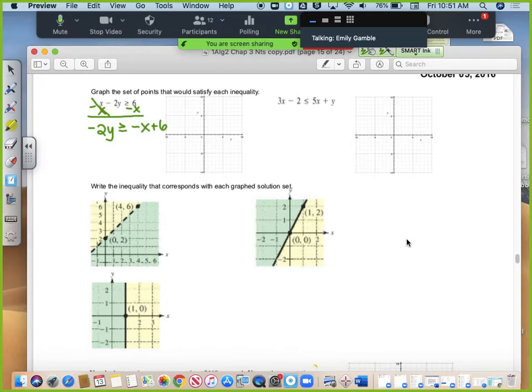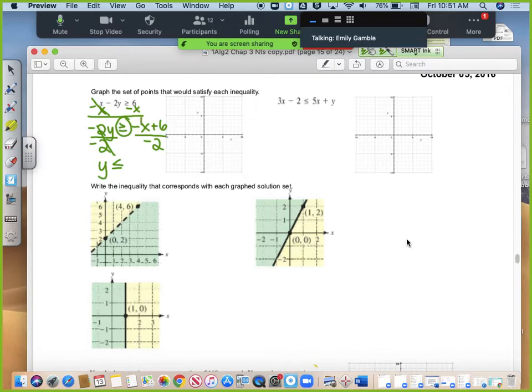The last thing I'm going to do is get rid of the number in front of y, which is negative 2, and I'll do that by dividing both sides by negative 2. The only thing about this is when you divide by a negative, the inequality symbol flips, so you have to be very careful. The inequality was greater than or equal to, it flips to be less than or equal to because I divided by a negative 2.